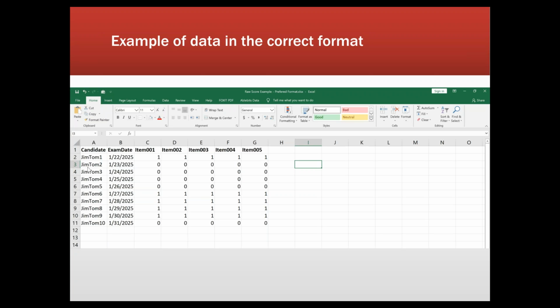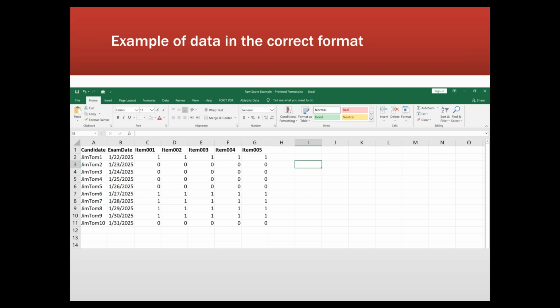Candidate number 2, Jim Tom 2, took the exam on January 23rd, 2025. He got item 001 incorrect. That's what the 0 means. He got item 002 incorrect. That's what the 0 means, and so forth and so on. Normally, they're not going to get everything right and they're not going to get everything wrong. There's going to be a mix, but that's what those ones and zeros mean, and that's how this data should read when you give it to your psychometrician. And this is the standard normal way that a psychometrician is going to expect their data.